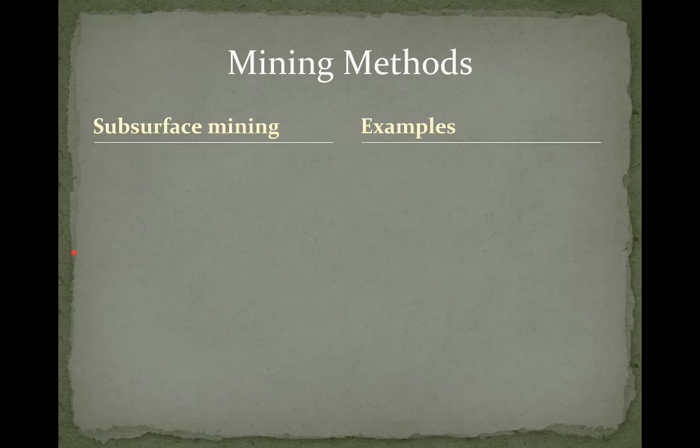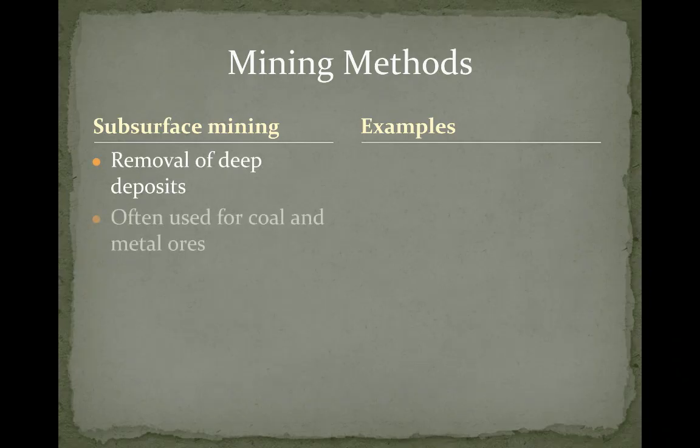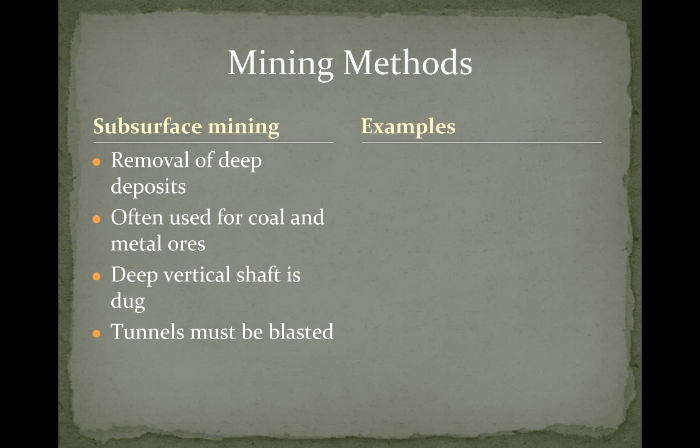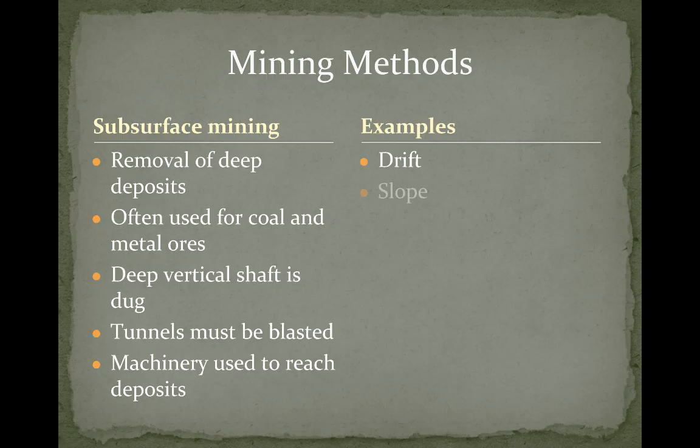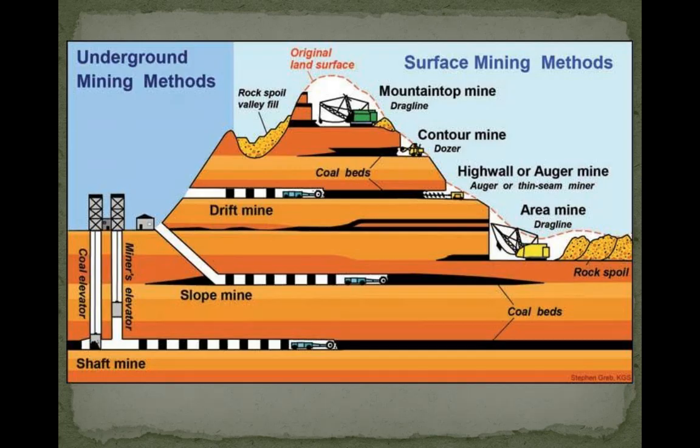So now we're going to go subsurface. So again, subsurface, now we're removing deposits that are found deep inside the earth. And again, metal ores, remember when the earth was forming, the heavier metals sank towards the center, lighter metals to the top. So our heavy metals we have to go deep into the mine. So just as you'd imagine, they dig this deep vertical shaft into the earth, you're blasting tunnels, and you're using these machineries to reach those deposits. And you have many different types of subsurface mining. This just gives you an idea.